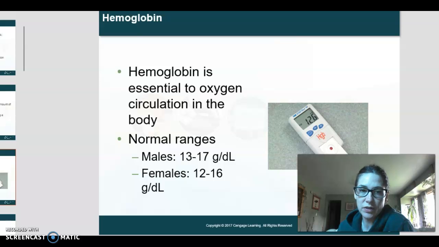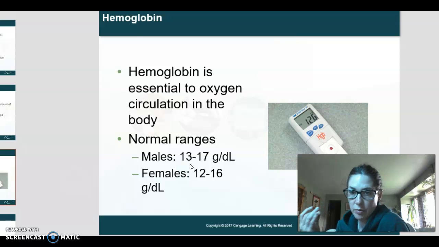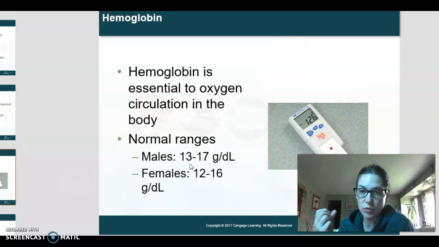When we're testing the hemoglobin, remember, hemoglobin is essential to oxygen circulation in the body. The normal ranges are listed here. Usually it's between 13 to 17 grams for males, and for females it's 12 to 16 grams per deciliter. Hemoglobin is the component of your blood that carries oxygen, okay? It's the hemoglobin protein which the iron molecules bind to.